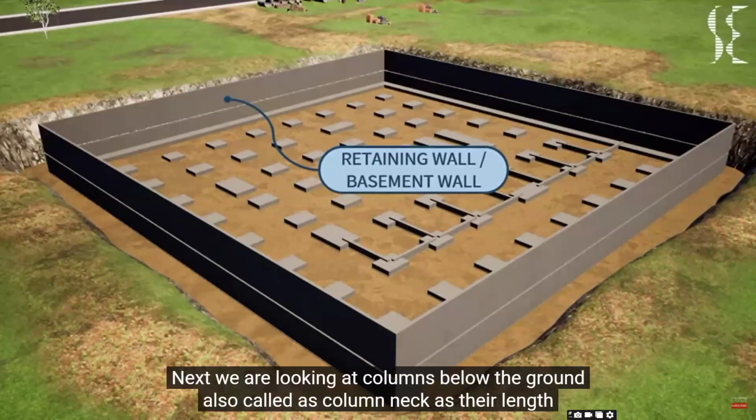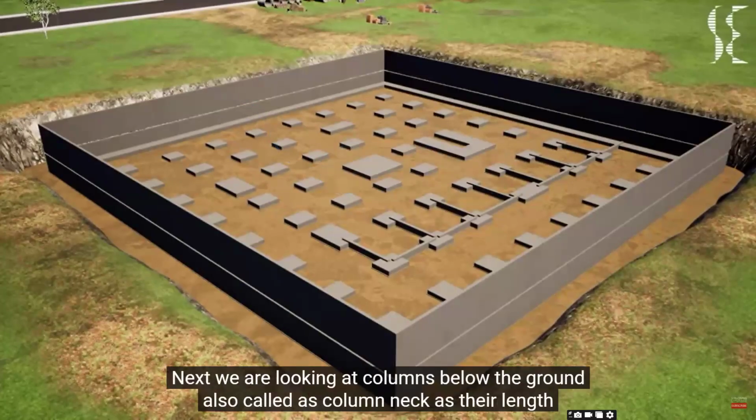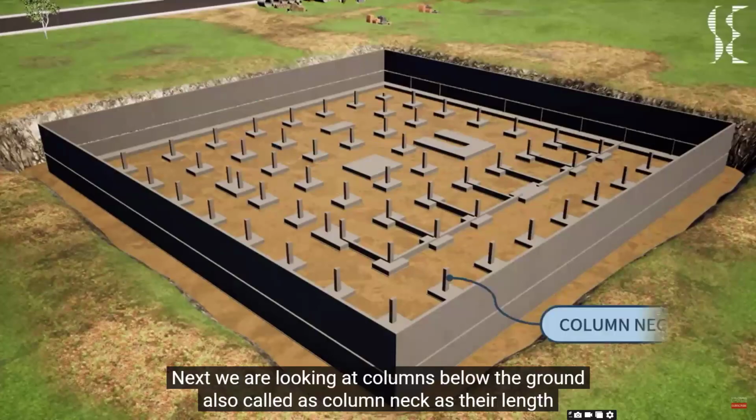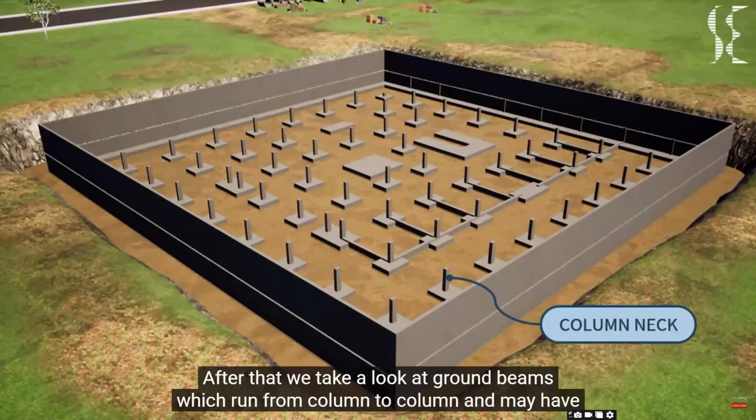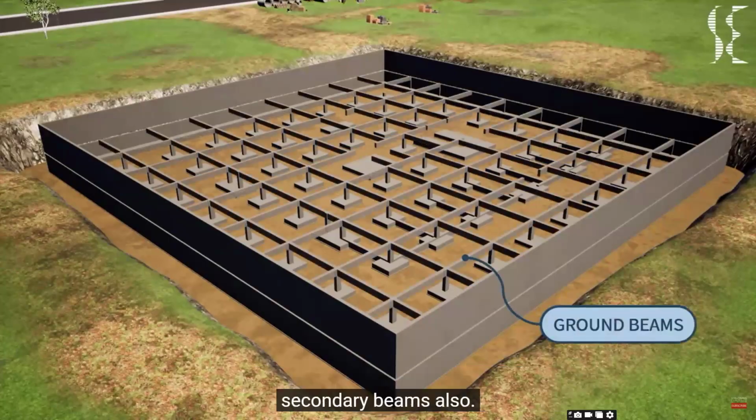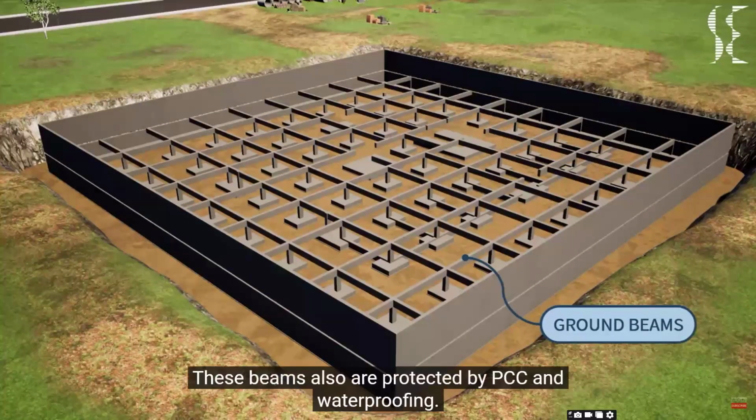Next we are looking at columns below the ground, also called column necks, as their length is shorter. These columns are embedded in soil and require appropriate waterproofing over them. After that we take a look at ground beams which run from column to column and may have secondary beams also. These beams are protected by PCC and waterproofing.